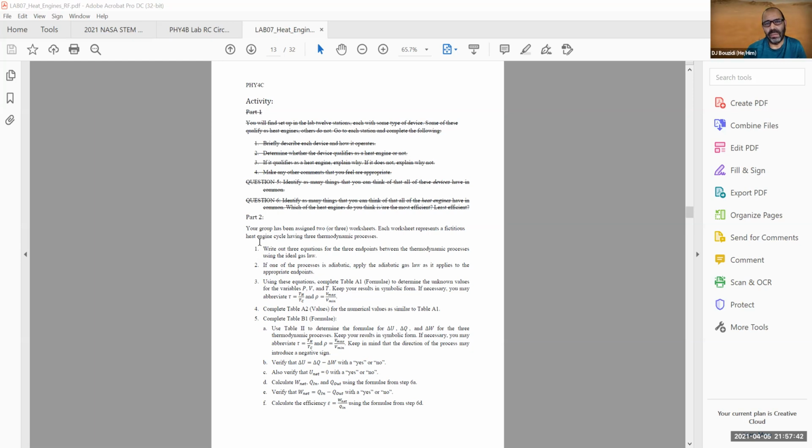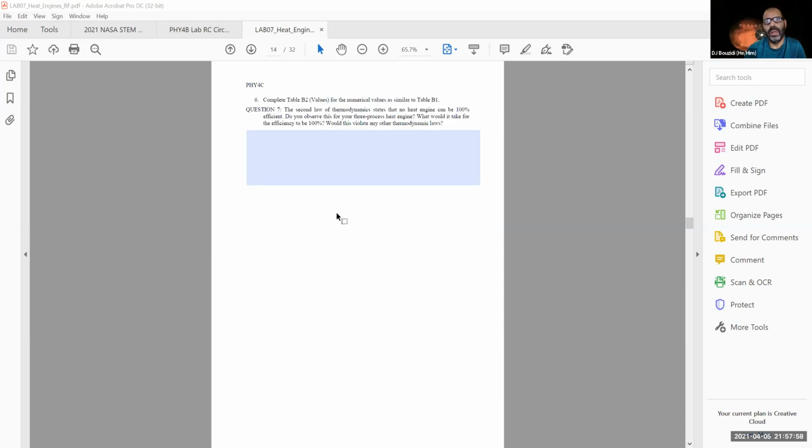This is the instruction now, and I'm going to go through this one in detail on what you need to do. So we're going to pick up 2 engines, okay? Actually 2, not 3, okay? Each works with a fictitious engine, and you're going to be working with it. So, question 10. The second law of thermodynamics says that no heat engine can be 100%.